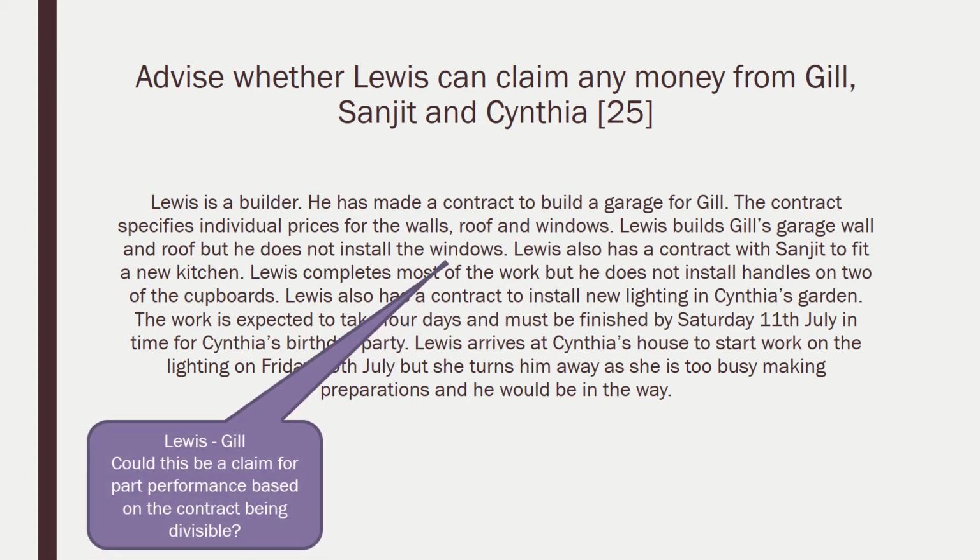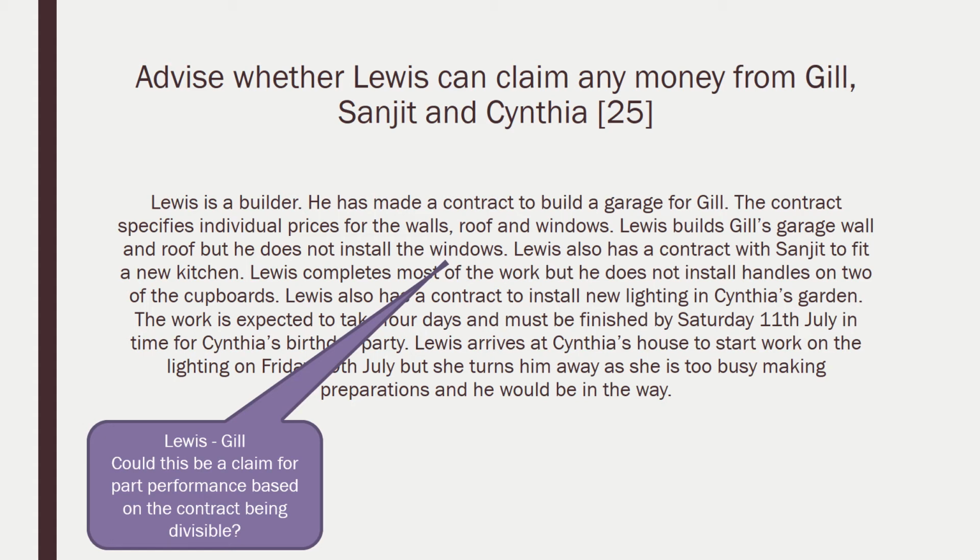Okay, so the first one in relation to Lewis and Jill. So he's made a contract with Jill to build a garage. The contract specifies individual prices for the walls, roof and windows. He builds Jill's garage wall and roof, but he doesn't install the windows. So the question is, can he claim any money? I mean, could this be a claim for part performance? Could the contract be divisible? So that could be something that you could consider. Can he claim for the garage wall and roof?